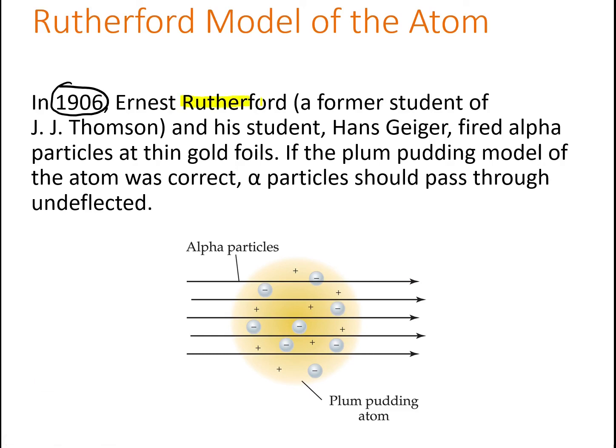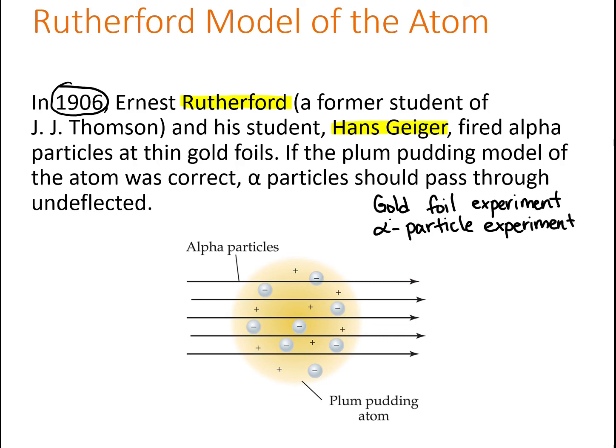So a former student of Thomson's, Ernest Rutherford, went on to have his own lab, and he and his student performed a little experiment. You'll see it called the gold foil experiment. You might also see it called the alpha particle experiment. But most textbooks use some form of gold foil experiment.